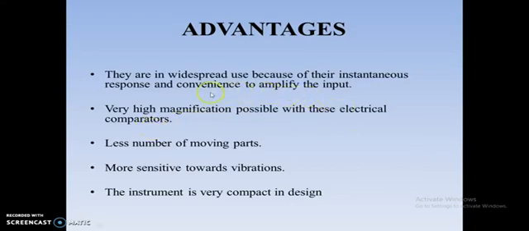Very high magnification is possible with these comparators. That means the magnification that is possible is very high. That means the small displacement of the comparator is magnified many times. And we can see that there are fewer moving parts compared to mechanical comparators. When there are fewer moving parts, there will be less friction, less wear and tear, and more accurate reading. That means its accuracy will increase.